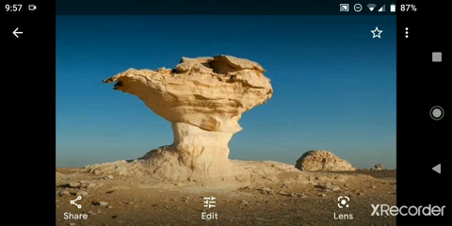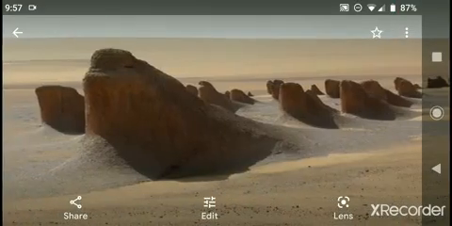Mushroom rocks are mainly formed here. The base of the rock is eroded because of the friction. Wind carries small sand particles and small pebbles, and these all hit the base of the rock, and the base of the rock is eroded, and this type of landform is formed. It is known as the mushroom rock.